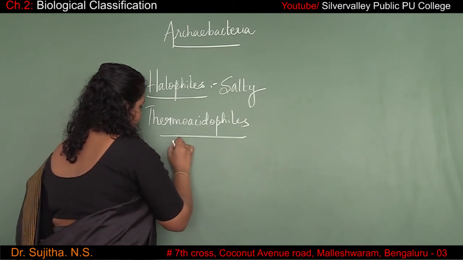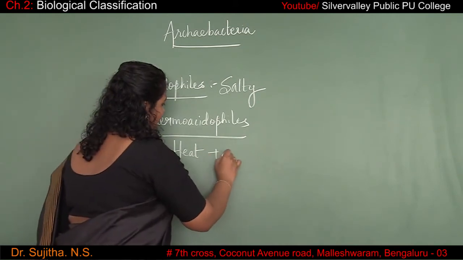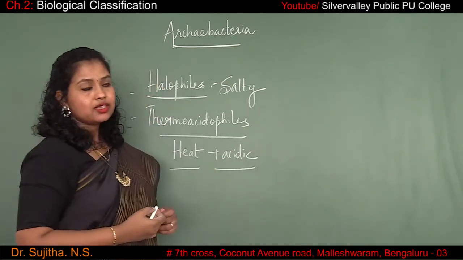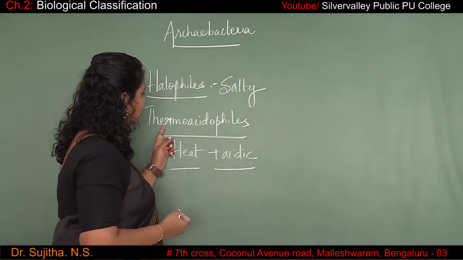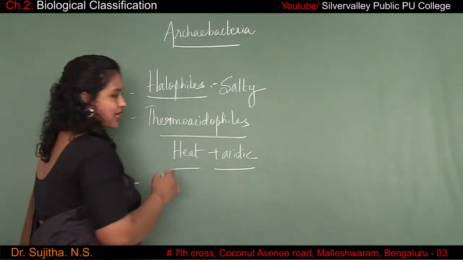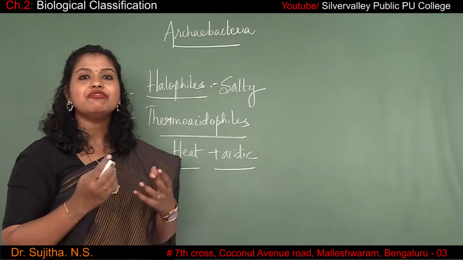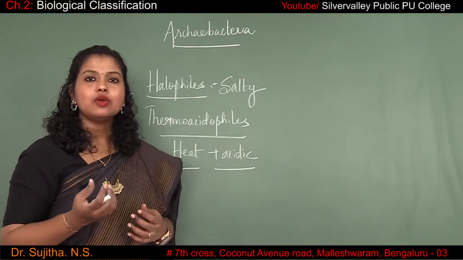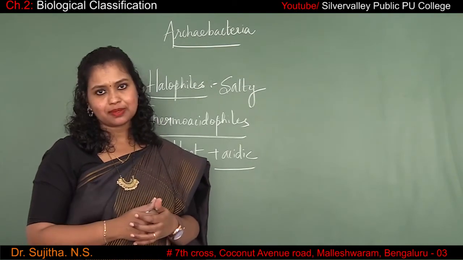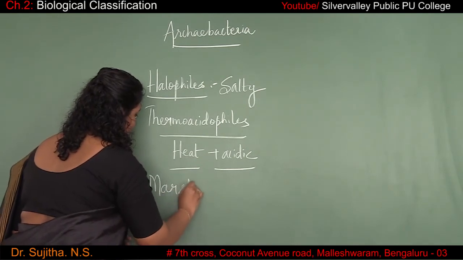So thermo means heat or hot, plus highly acidic. So this is the meaning of this terminology called thermoacidophiles. The next region where the bacteria live is in marshy areas. Marshy areas means wet areas, and the bacteria which live in these marshy areas are called methanogens. So they live even in a highly marshy area.